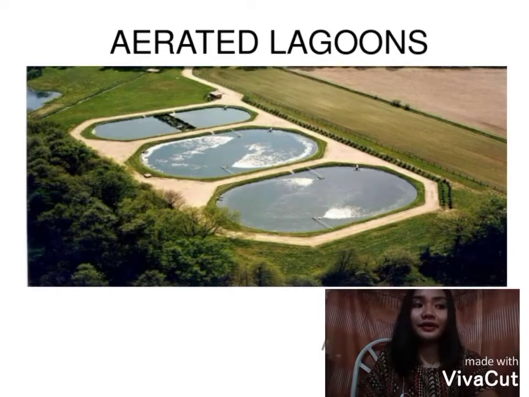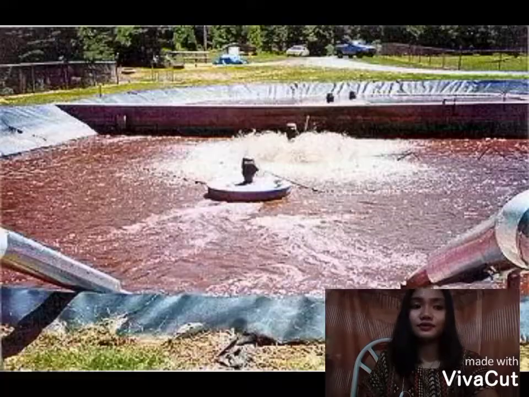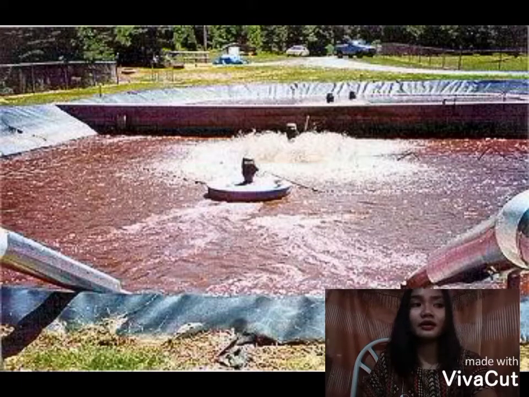Fifth, we have the aerated lagoons. Aerated means there's an introduction of air to the lagoons. These ponds are oxygenated through the action of surface or diffused air aeration.